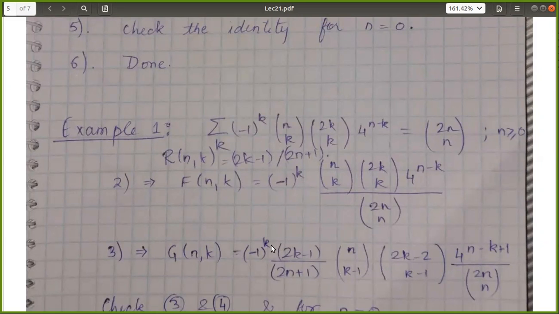Sorry, it's a typo. So n choose k minus 1, 2k minus 2 choose k minus 1, 4 raised to n minus k plus 1 over 2n choose n. Okay. So now I leave this as an exercise for you to check that f and g here satisfy equations 3 and 4.